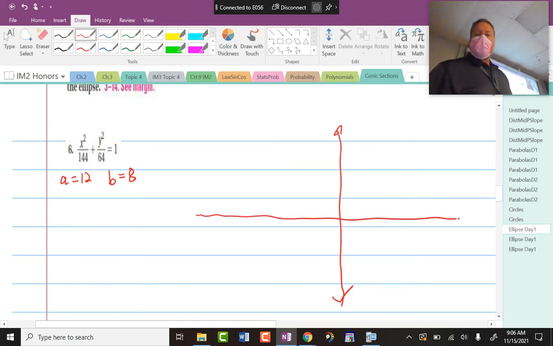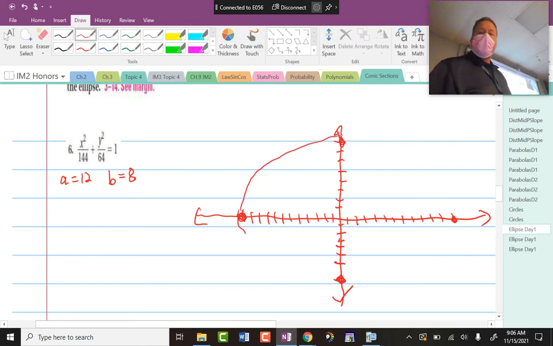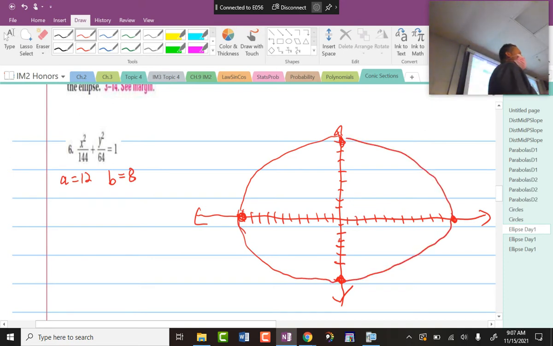I've got to do the best I can with my scaling here. 1, 2, 3, 4, 5, 6, 7, 8, 9, 10, 11, 12. Then 1, 2, 3, 4, 5, 6, 7, 8. Some scaling issues. It'd be nice to have a coordinate plane to work with here. I could have put that in the notes ahead of time. That looks a little too far out compared to the other one, but we get the idea.